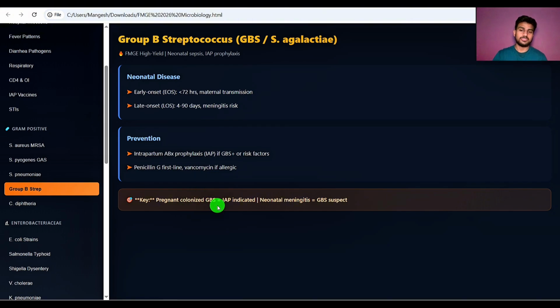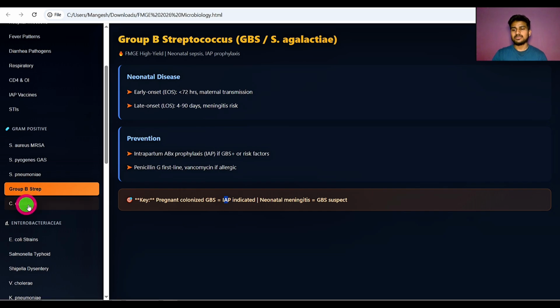there are colonies of group B Streptococcus, then that is a pediatric indication, like an Indian Academy of Pediatrics indication, and neonatal meningitis is related to GBS, group B streptococcus. So these things you have to remember. This Indian Academy of Pediatrics part is not much important, but the more important thing is about the pregnant woman. There is a mention of timing, that is less than 72 hours or more than 4 to 90 days, and meningitis and all these things. So you have to remember those simple things.